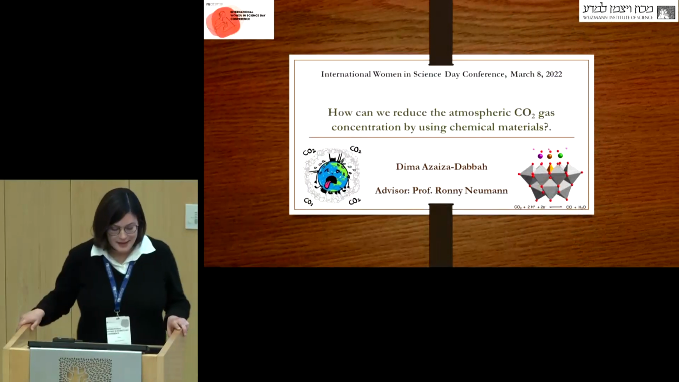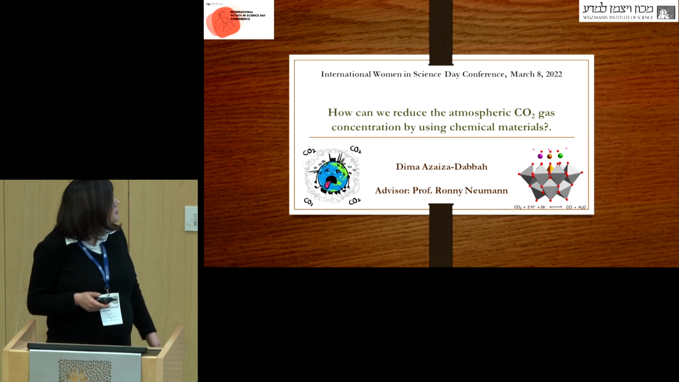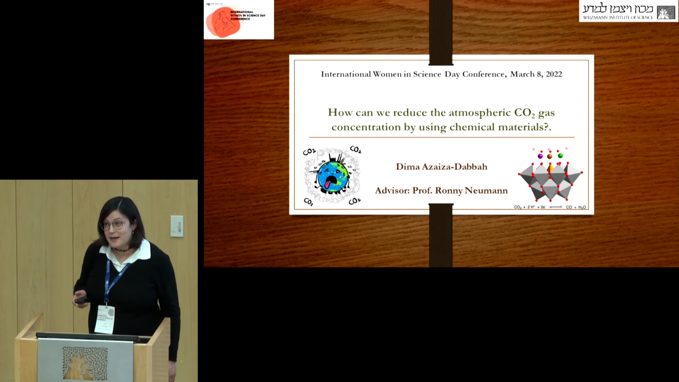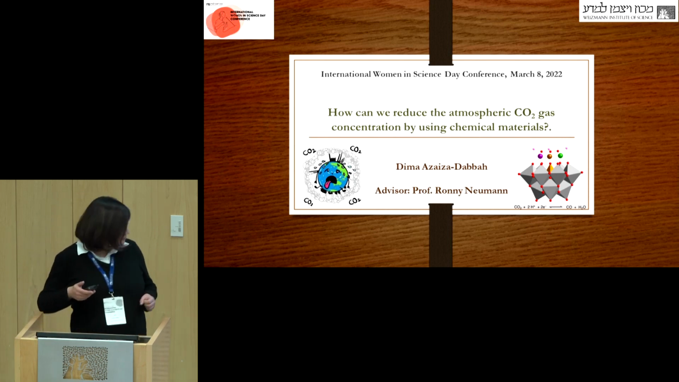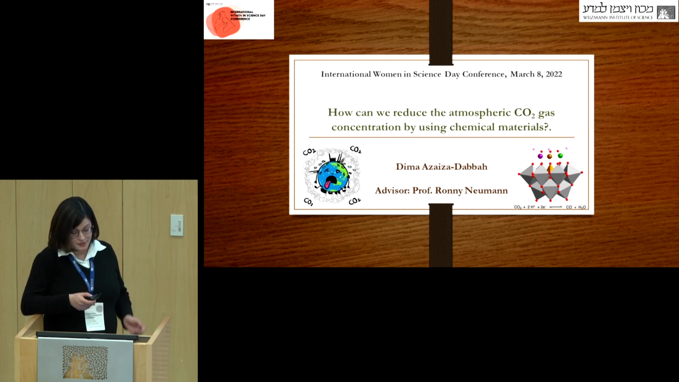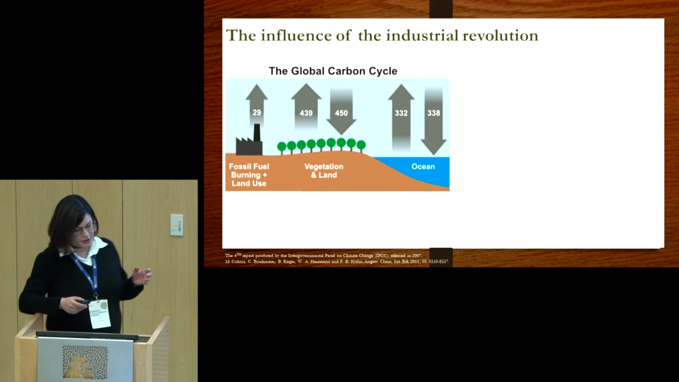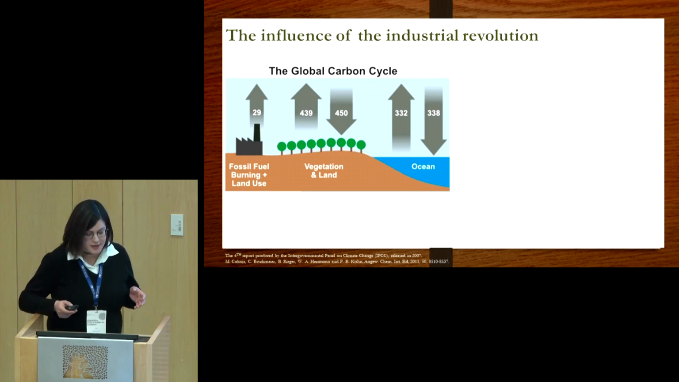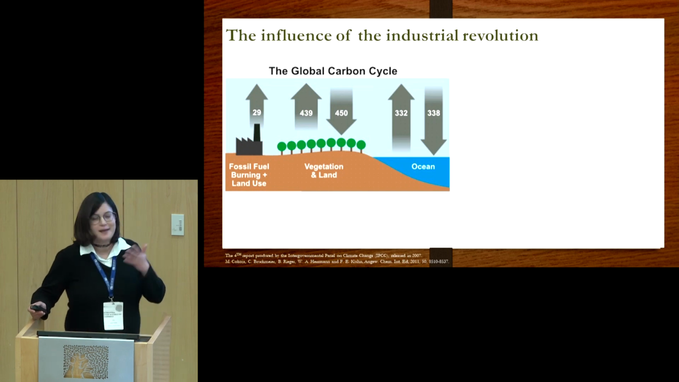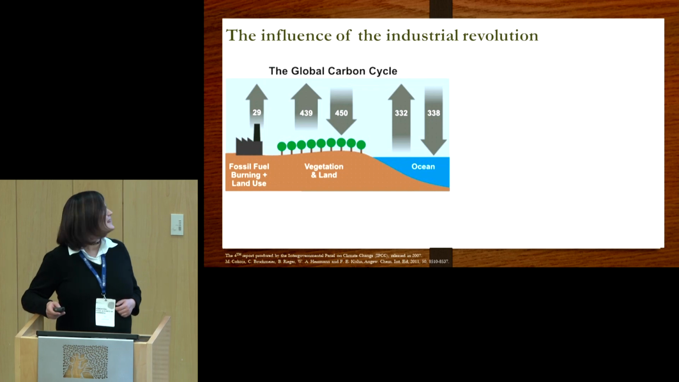So what we will talk about today, we will try to solve the question of how we can reduce the atmospheric CO2 gas in our atmosphere, how to make our environment better by using chemistry. So we all know that CO2 gas is a greenhouse gas in the atmosphere that helps us, like other greenhouse gases, to be here on our planet.